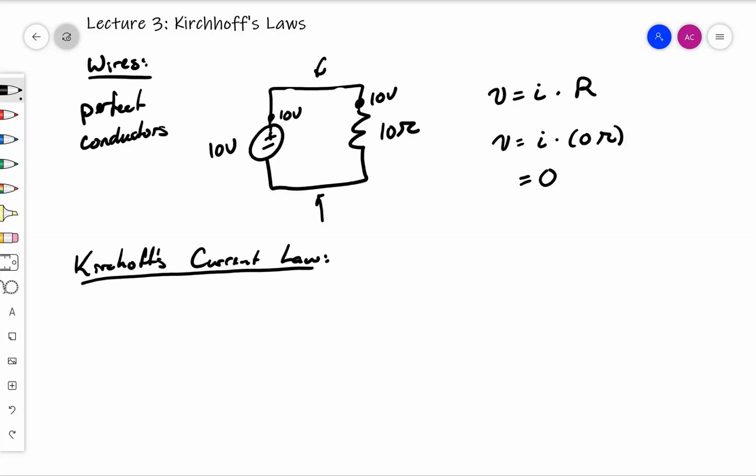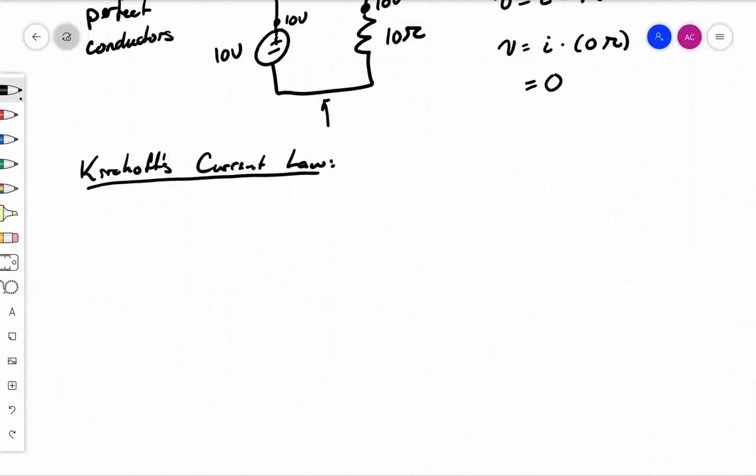Kirchoff's current law states that the current coming into a node has to equal the current leaving the node. We can think of this as the conservation of charge, because we can't just create charge out of thin air. It has to come from somewhere and it has to go somewhere.